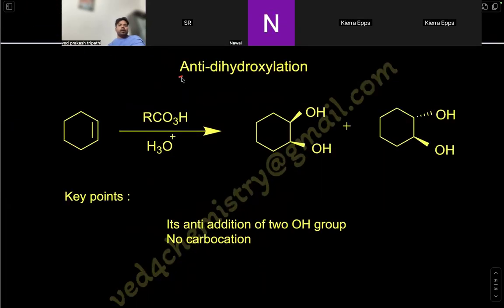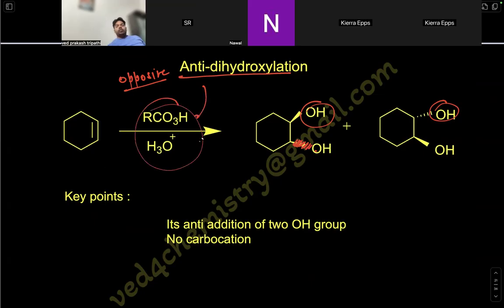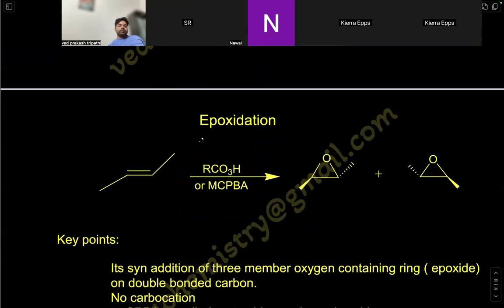This is very, very important, anti-dihydroxylation. So anti means opposite. Opposite means both the OH groups have opposite direction. So one on the wedge, one on the dash. This one is the wrong one, so you can correct this: one on the wedge, one on the dash, or one on the dash, one on the wedge. Clear? So anti means RCO3H with H3O plus hydrolysis.